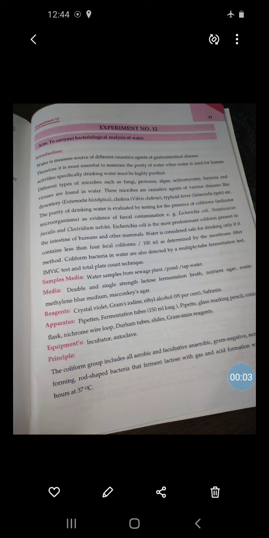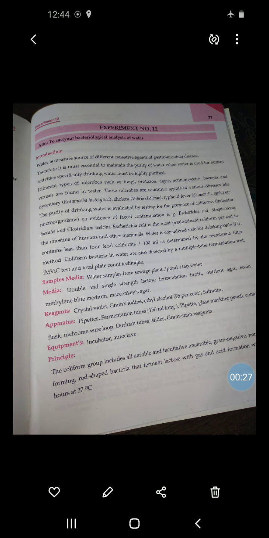In the last practical, I discussed how to perform the microbiological assay of crystalline sodium salt, and how to perform the sterility test of sodium chloride injection. Today, we will see the next practical from the syllabus, that is to carry out the bacteriological analysis of water.